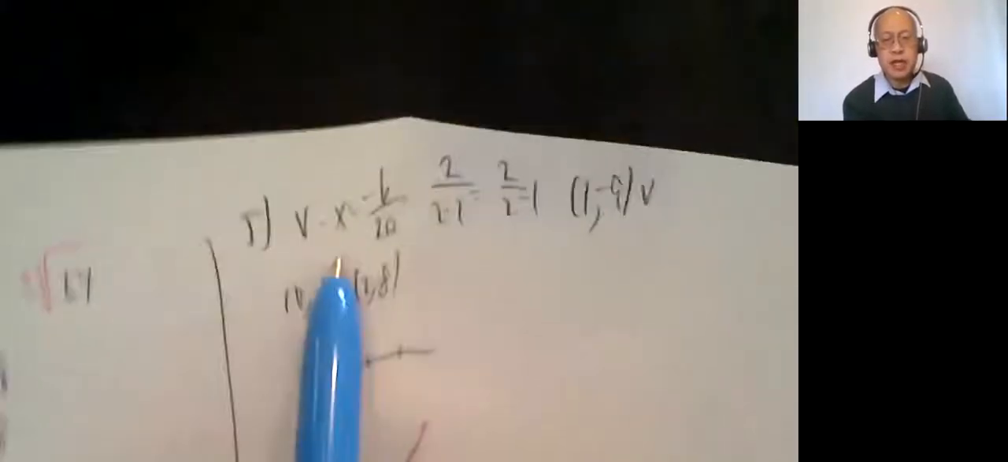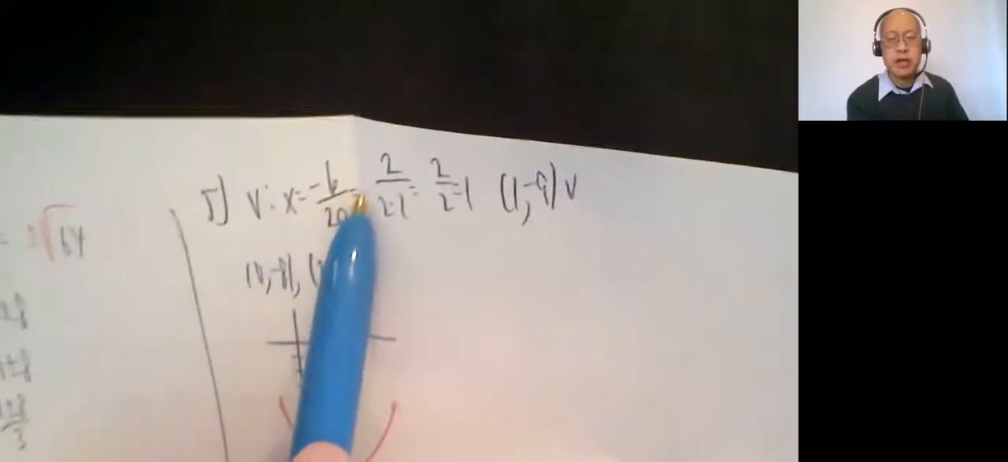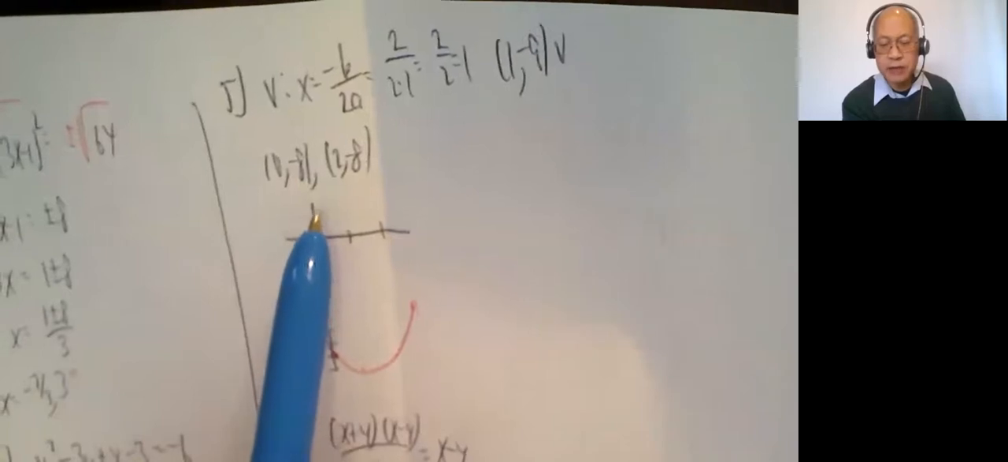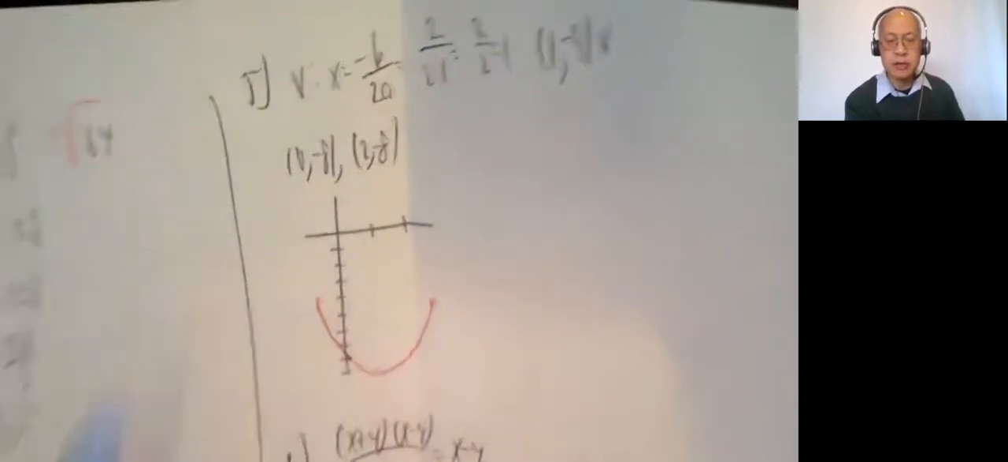Number 5, the vertex is at negative b over 2a. So negative negative 2 over 2 times 1. That's 2 over 2, or 1. And you plug in 1 to the original, you get negative 9. So the vertex is 1, negative 9. I plugged in some other convenient points, like when you plug in 0, you get negative 8. And when you plug in 2, you get negative 8. So the general shape is something like this.